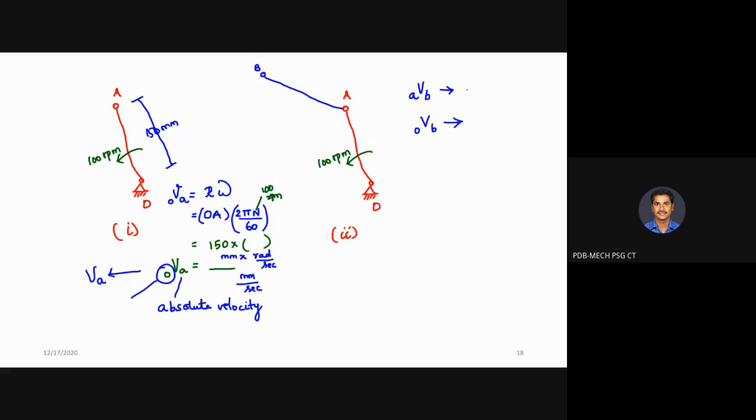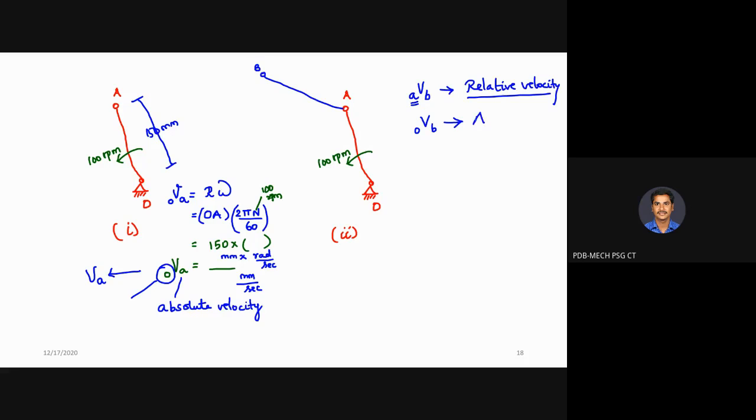Please respond. Velocity of B with respect to A. Relative velocity. Yes, its name is relative velocity. Why relative? Because it's velocity of B we are finding out, but with respect to A, which is also a moving link. So whenever you are finding a point's velocity with respect to a moving point, then it is said to be relative velocity. But velocity of B with respect to O, what is that?